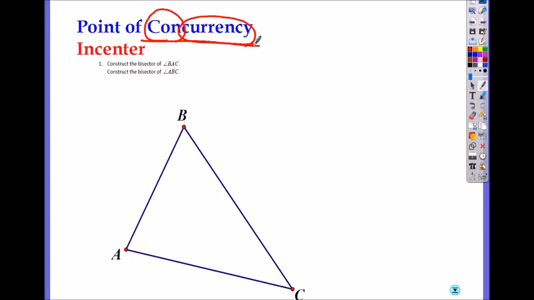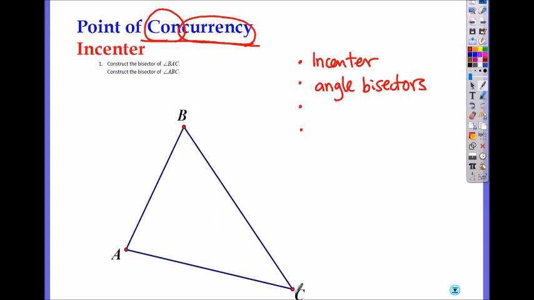First one is incenter. Incenter, write it down. You need to write these 4 things down for incenter. Incenter, you're going to construct angle bisectors. Okay, so you're going to draw an angle bisector here from angle A and B.